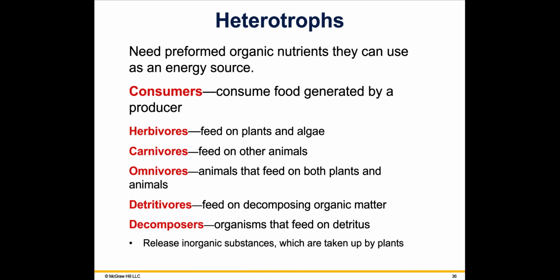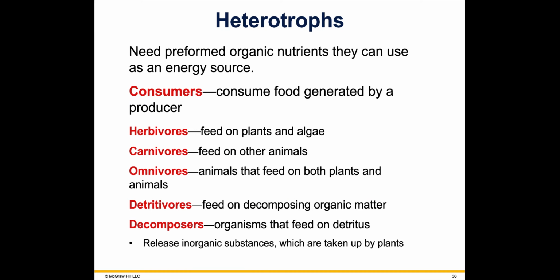We can have herbivores. They are going to eat plants and algae. We can have carnivores, which only eat other animals. We can have omnivores, which eat both plants and animals. We can have detritivores, which feed on decomposing organic matter.